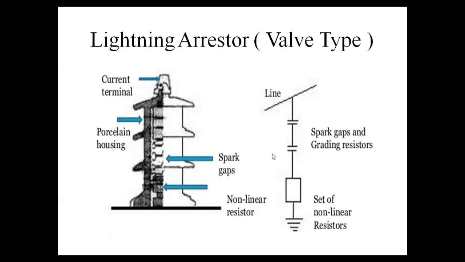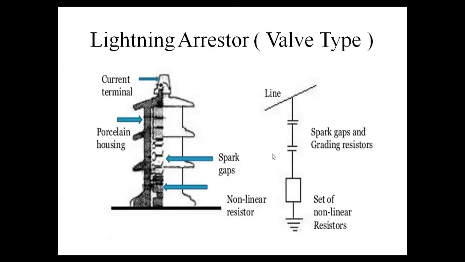This particular equipment, during normal voltage, is an open circuit. It will not conduct. The voltage will not be grounded. But what happens when there is a surge, a high voltage? During that time, this equipment will close and divert the high voltage to the ground, thereby protecting our neighboring equipment like transformers and alternators.